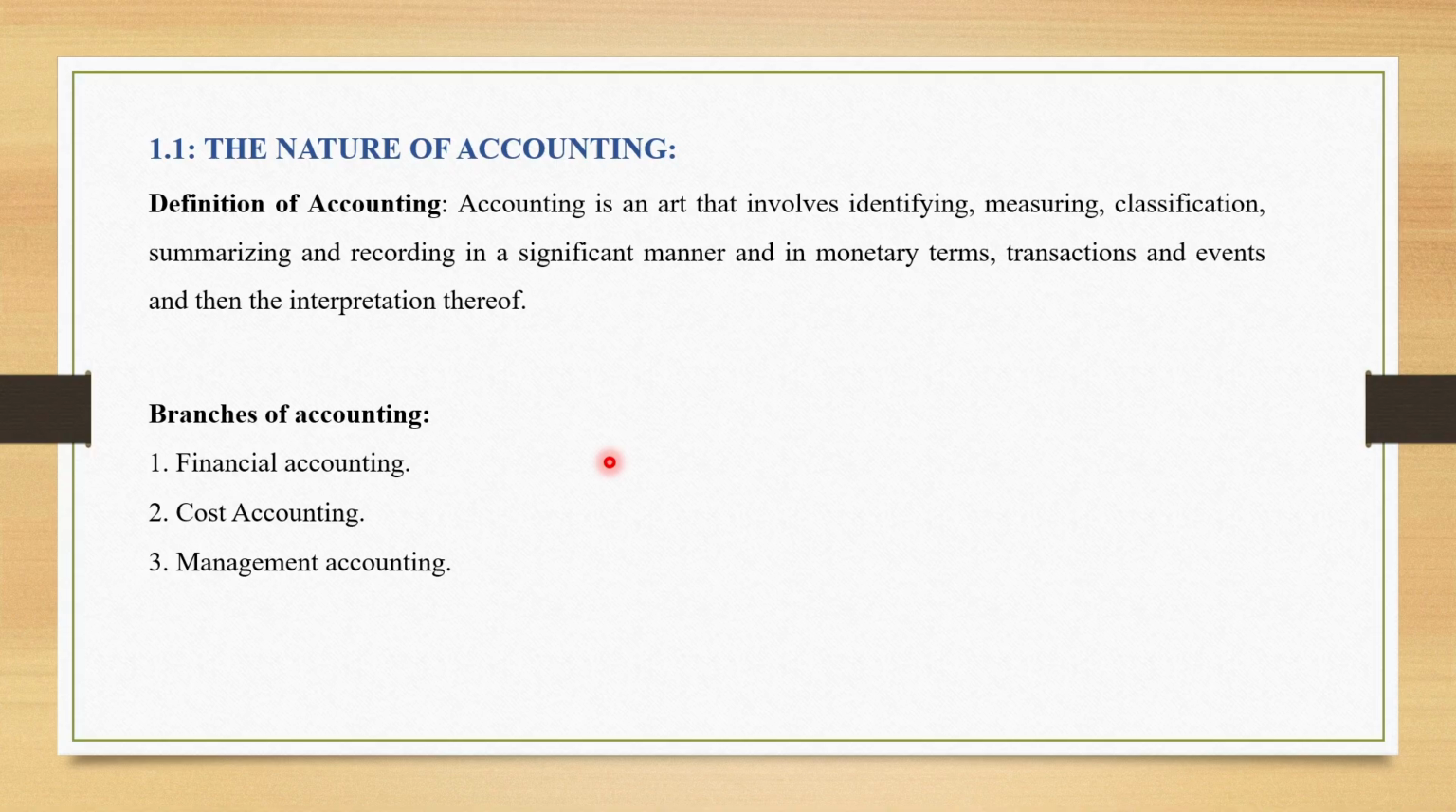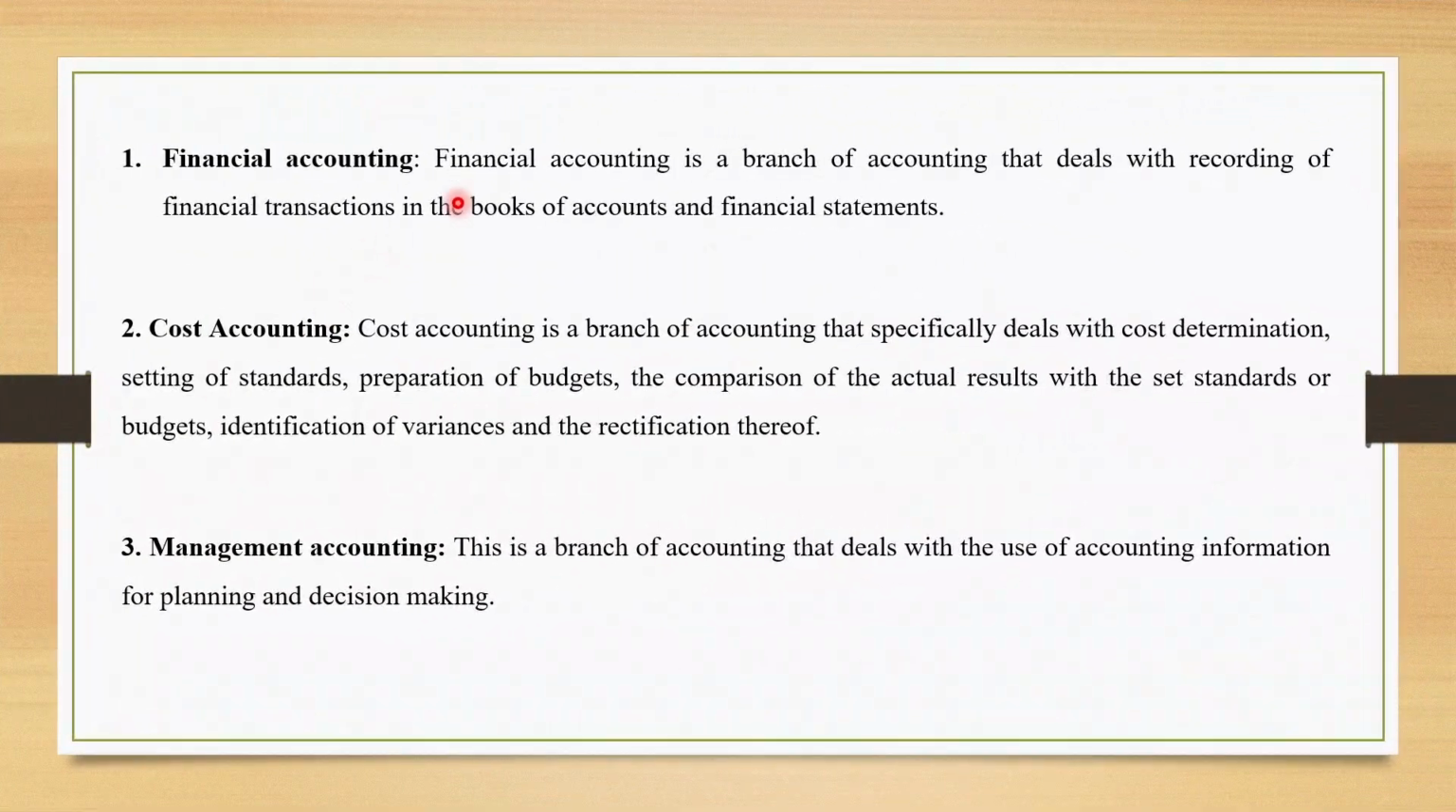Let's go by definition. What is financial accounting? Financial accounting is the branch of accounting that deals with recording of financial transactions in the books of accounts and financial statements. It deals with what? Recording the financial transactions in the books of accounts.